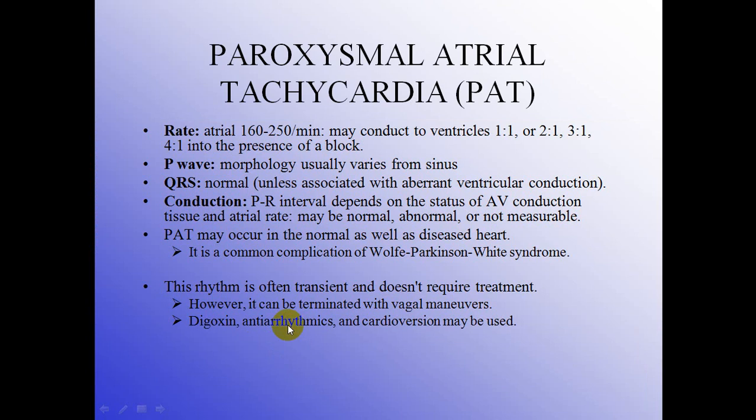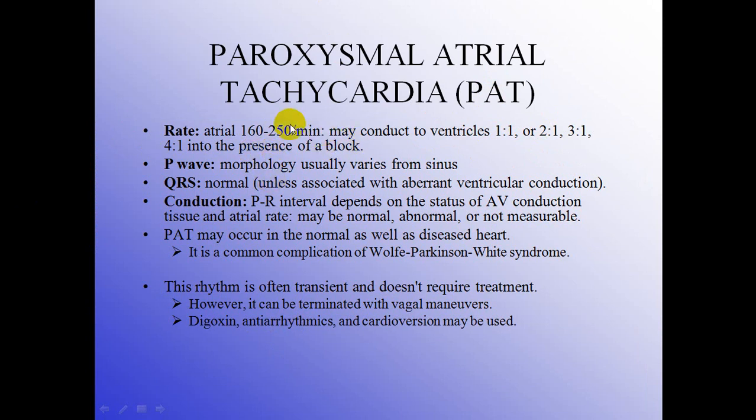Paroxysmal atrial tachycardia, what is called PAT. Atrial rate 160 to 250. It may conduct to the ventricles, maybe 1 to 1, I mean every impulse passes to the ventricle, or maybe with block: 2 impulses to 1, or 3 to 1, or 4 to 1, in the presence of block in the AV node.